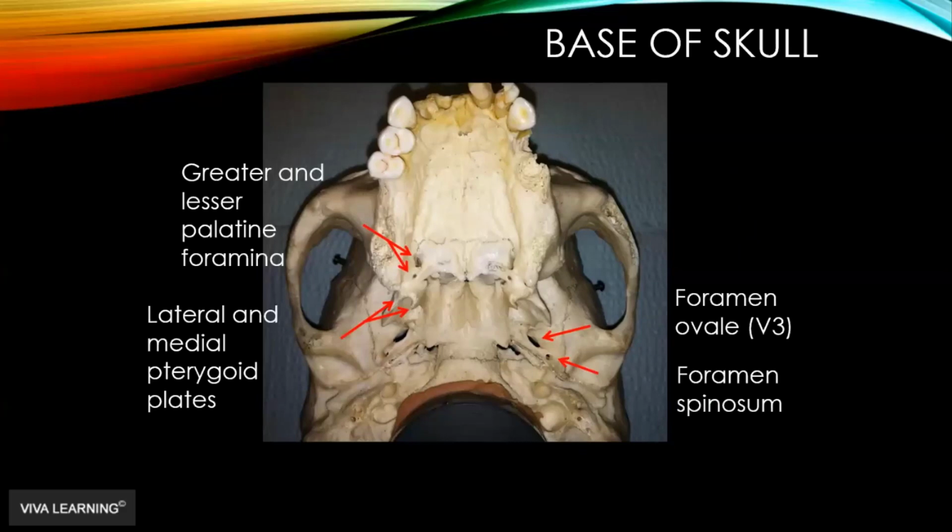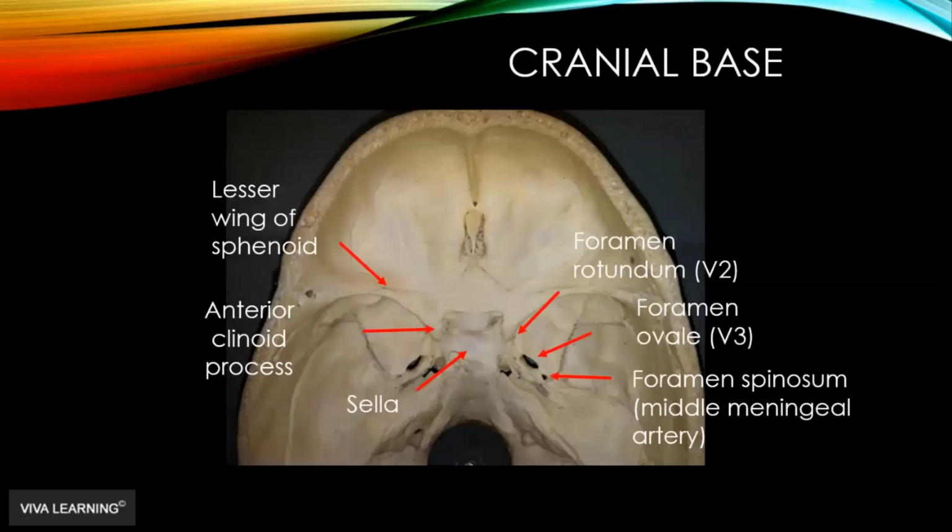So we're looking up at the base of the skull here, and you can see those greater and lesser palatine foramina coming out onto the palate. Then you'll see the lateral and medial pterygoid plates. And over on the right side, you will see foramen ovale. It's a big oval foramen, as the name suggests, and it transmits the mandibular branch of the trigeminal nerve. Right behind it and laterally is the foramen spinosum, which transmits the middle meningeal artery.